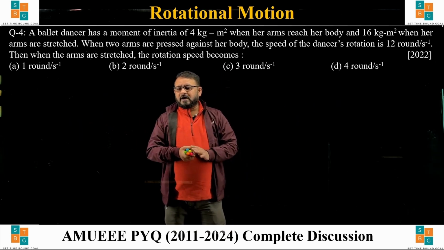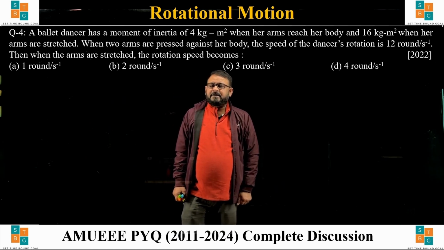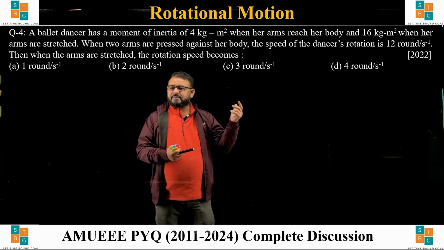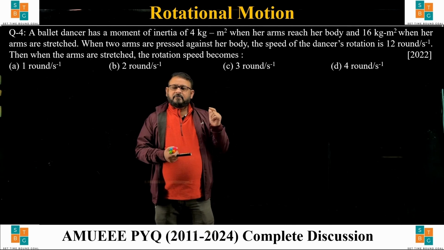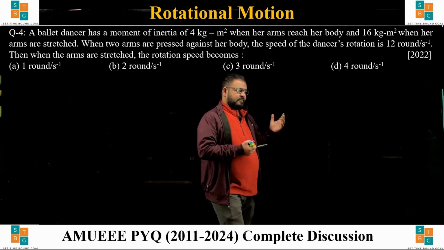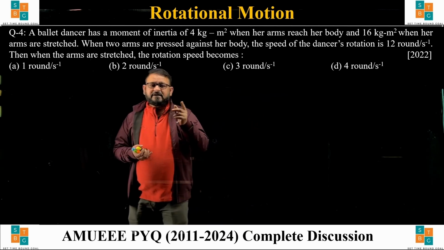Now when the two arms are pressed against her body, the speed of the dancer is 12 rounds per second. When the arms are stretched, the rotation will be what? So these are the options. So this is a very interesting question.